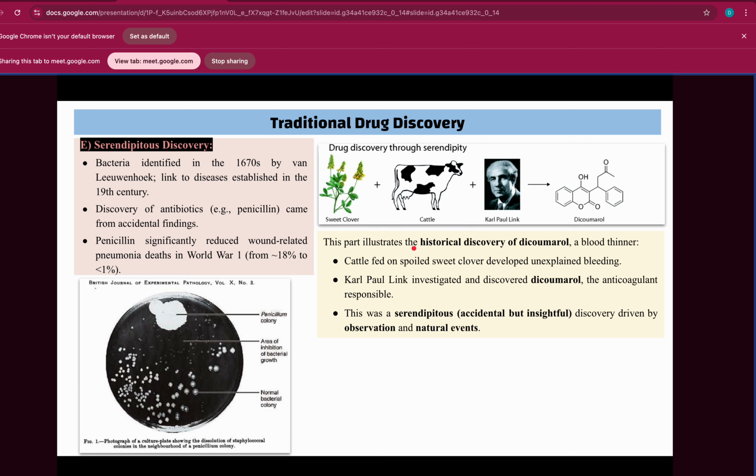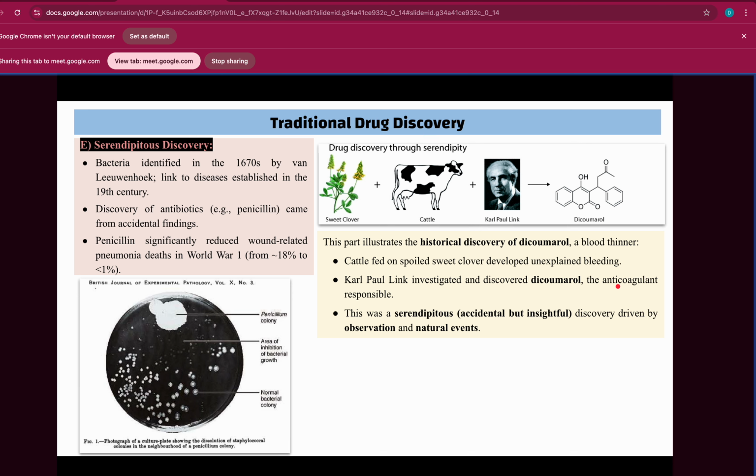In this case, this is the historical discovery of the drug dicoumarol, which is a blood thinner. So cattle were fed on spoiled sweet clover, due to which they developed unexplained bleeding. Carl Paul Link was the scientist who investigated why the cattle were bleeding. He observed that there is some compound present in the blood of the cattle, which was dicoumarol, which has an anticoagulant response.